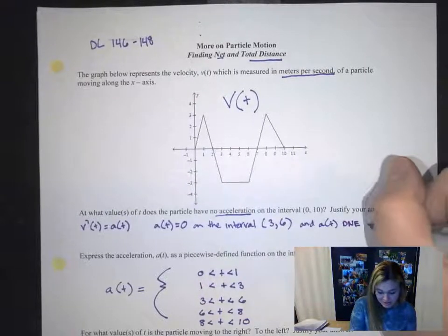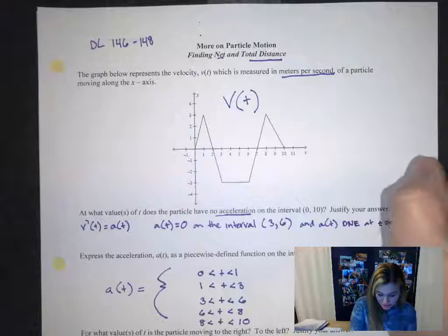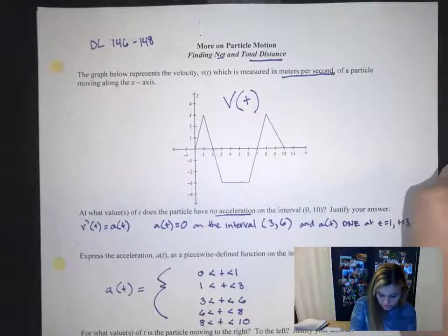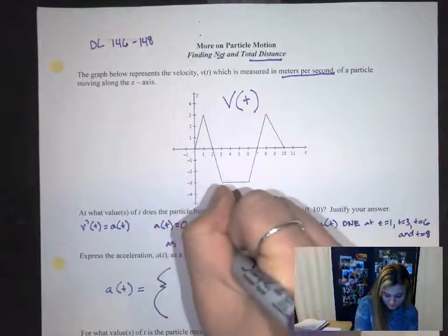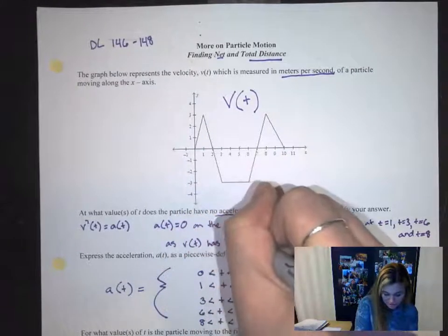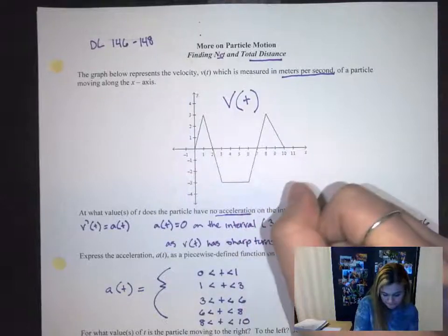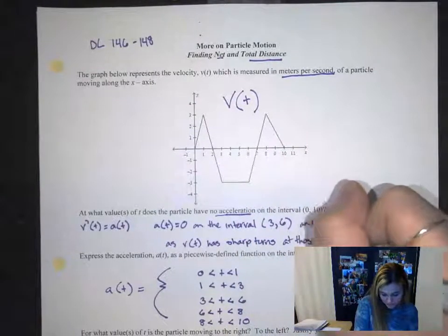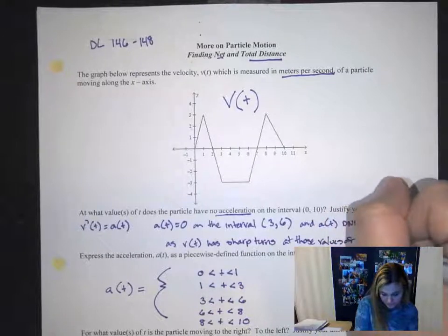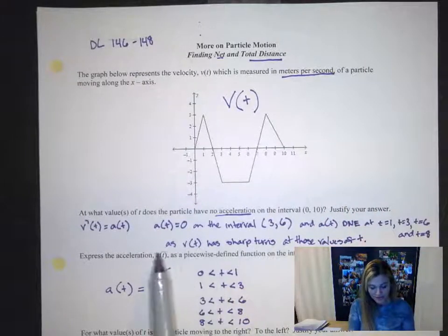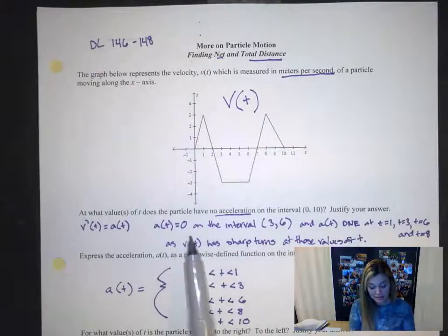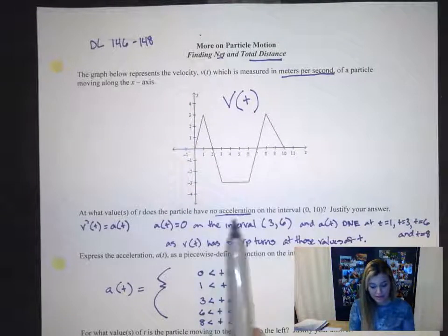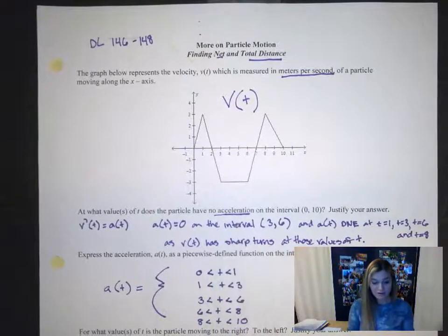So a of t does not exist at t equals 1, t equals 3, t equals 6, and t equals 8. And I'm going to say as v of t has sharp turns at those values of t. So here I'm justifying this. I said v prime of t is equal to a of t. I said a of t equals 0. I'm justifying my answer. This is all the justification. This was my interval, so I answered the question about the acceleration, and then I'm good.